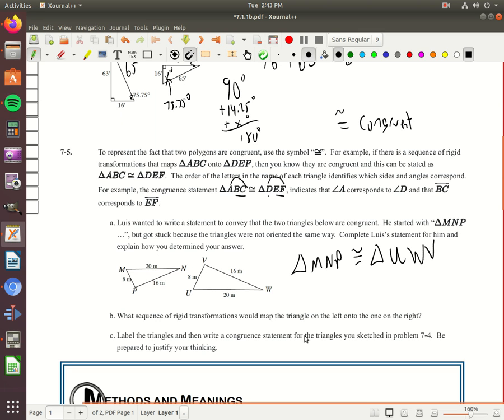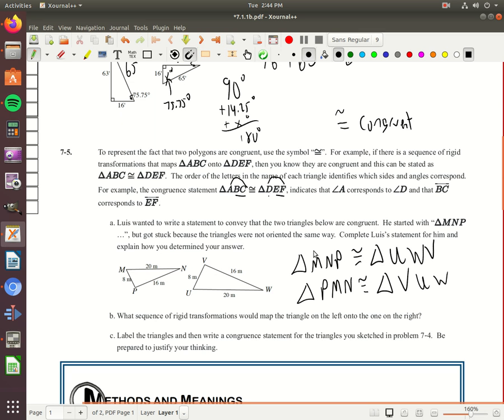I will say as well, though, if he had started it as triangle PMN, that's no problem. I know that P goes with V, which I've already determined: P is across from 20 and V is across from 20. I know that M goes with U: M is across from 16 and U is across from 16. And I know that N goes with W: N is across from 8 and W is across from 8. So there are 6 different ways that you can make a triangle congruent statement correct. This is just 2 of them.